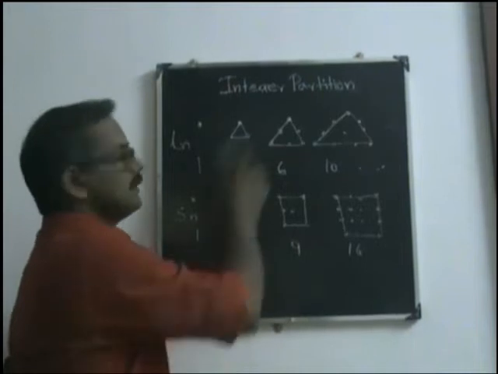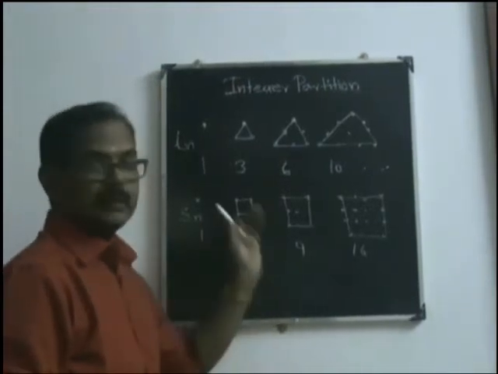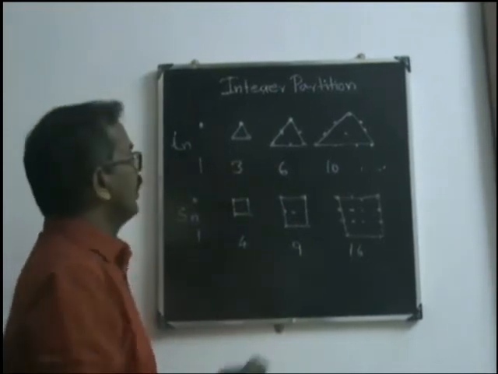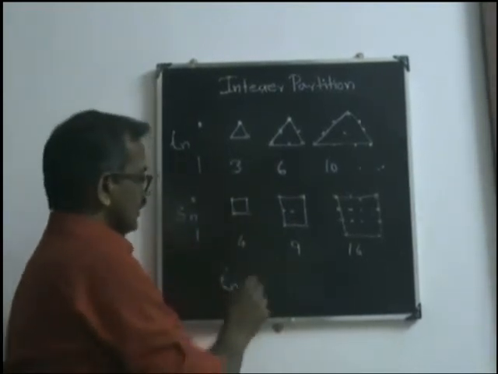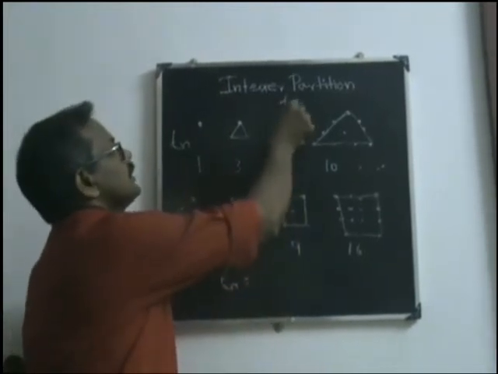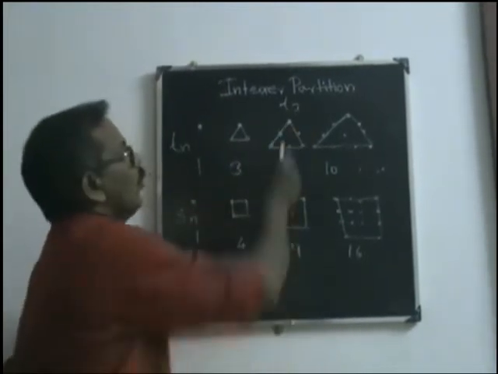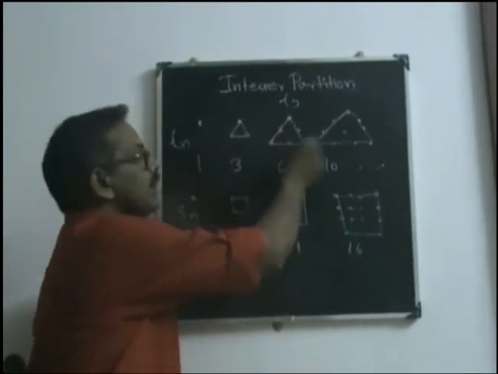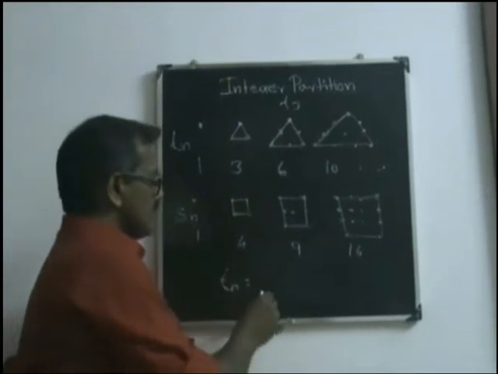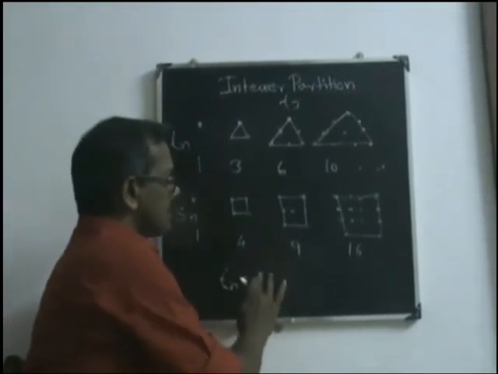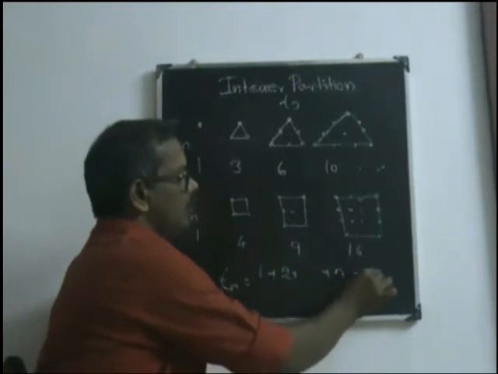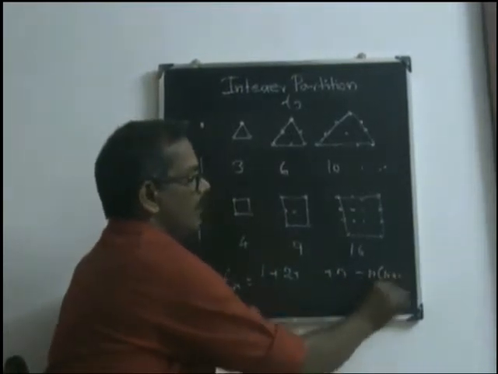Now we can see the relationship between these two. First of all, let us take the triangle number Tn. Maybe if you take T3, this is actually T3. How do we get T3? 1 plus 2 plus 3. Here 1 plus 2 plus 3 plus 4, like that. So Tn is equal to 1 plus 2 plus etc. plus n, that is equal to n into n plus 1 divided by 2.